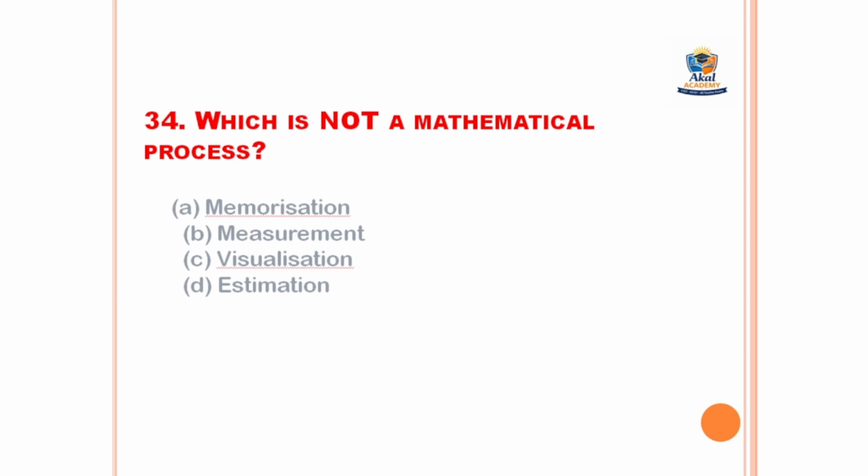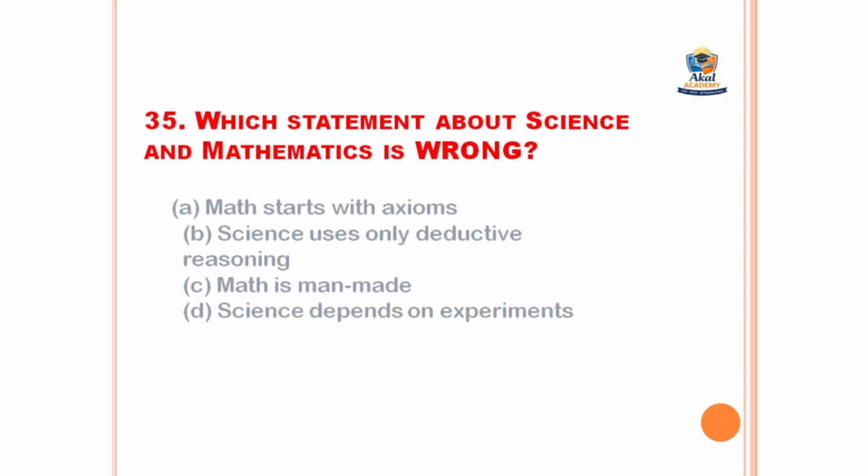Question 34. Which is not a mathematical process? Option A, memorization, measurement, visualization, estimation. So option A, memorization, is not a mathematical process.